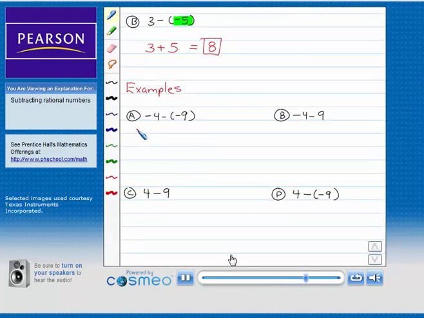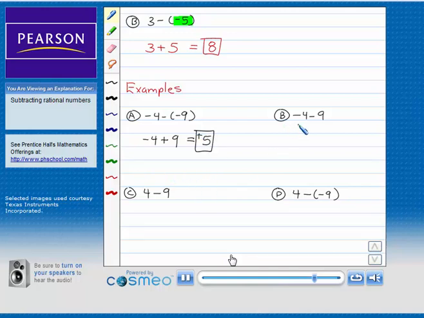Okay, you guys, let's see how well you did. Let's start with letter A here. For letter A, I have negative 4 minus a negative 9. So I keep my negative 4, and I'm adding the opposite of a negative 9, which is a positive 9. So negative 4 plus positive 9. They're both opposite signs. So therefore, I'm going to take the difference between 4 and 9, which gives me a 5. And I'm going to keep the sign of the number that's furthest away from 0, which is positive 9. So I'm going to have a positive for my answer. So my answer is positive 5.